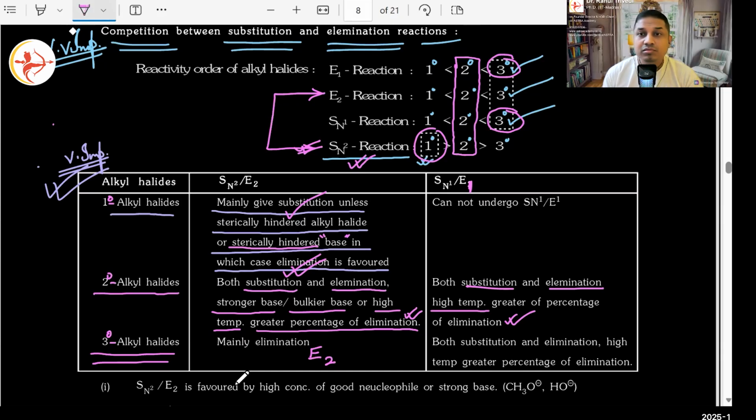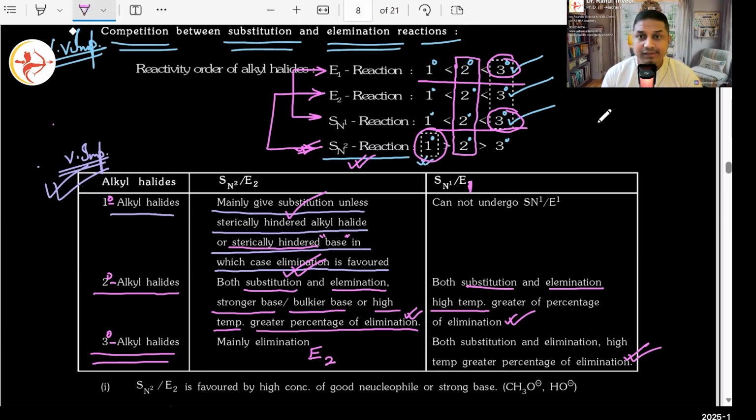Are we good? Yes. But here, when we compare SN1 and E1, both are highly likely to have equal probability, provided again which type of base you are using. If you're using a high temperature or a stronger base, then the major product will be the elimination product, same as the above one. Yes, because SN1 and E1 have the same reactivity order for 1, 2 and 3 degree alkyl halides.